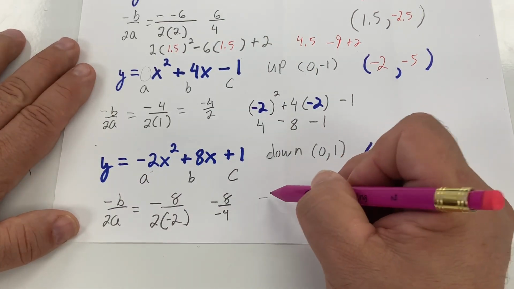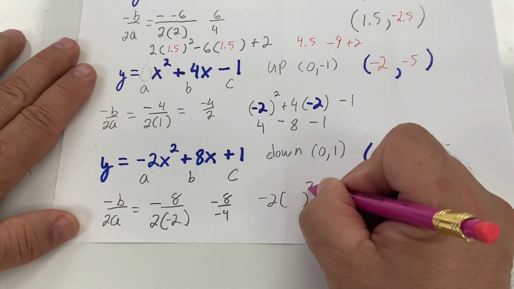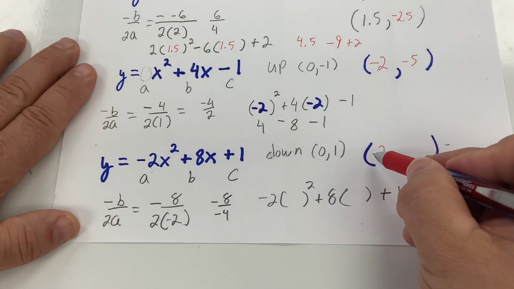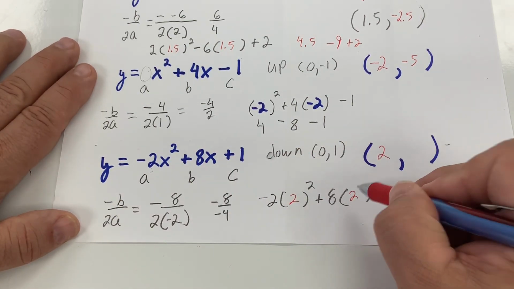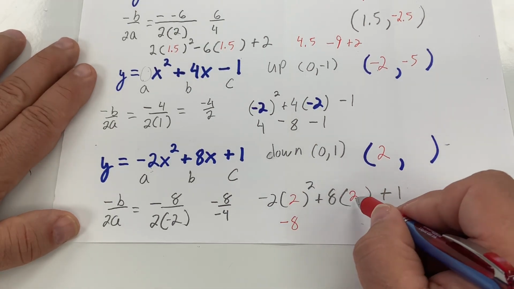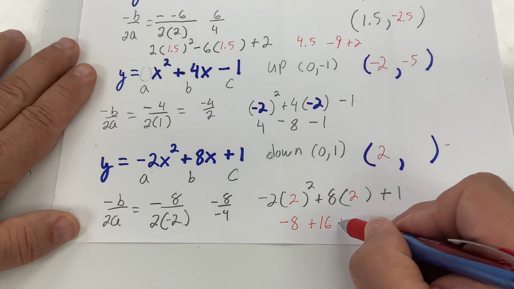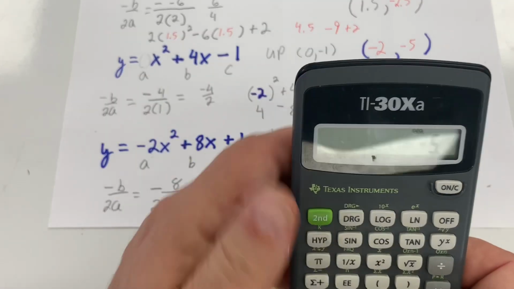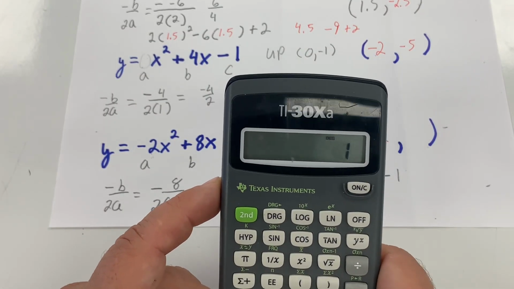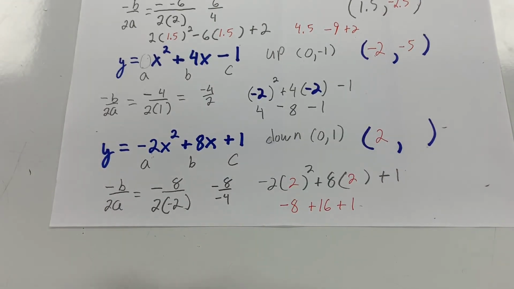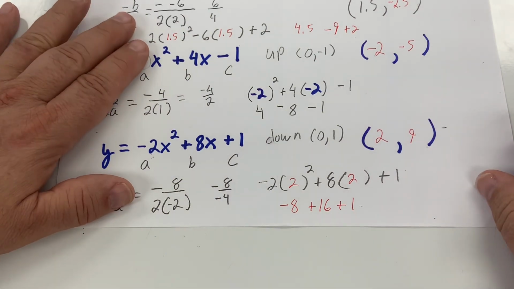I write this down: negative 2 times 2 squared plus 8 times 2 plus 1. I have to plug this 2 into the original equation. So 2 squared is 4. 4 times negative 2 is negative 8. 8 times 2 is 16, plus 1. So I'm going to type this into the calculator. This time I'm going to type it from right to left: 1 plus 16 minus 8. And that would give me 9. So my y value is going to be 9 for my vertex.